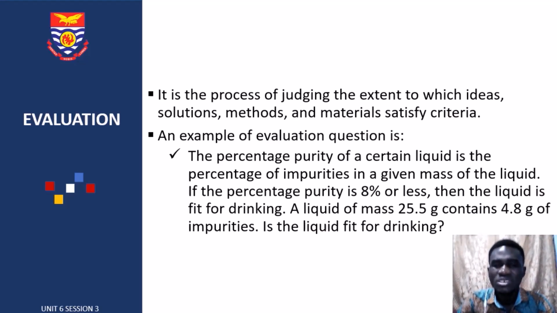What does this question require the learner to do? This question requires that the student find out by calculation whether the liquid satisfies the criterion of containing 8% or less impurities. Once that criterion is satisfied, the student can say that yes, the liquid is fit for drinking, or that it is not fit for drinking because it contains a percentage of impurities greater than 8%, which is the accepted level.